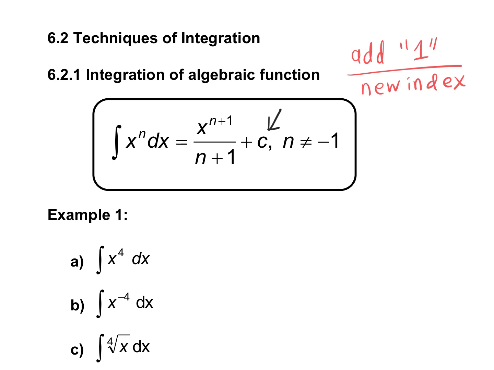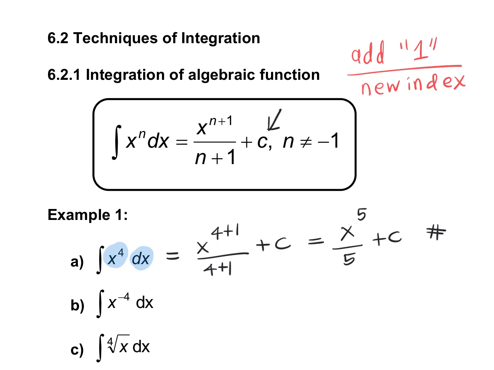So let's check what we can do to solve the first problems. Okay, so the first question given is integral of x to the power of 4 dx. This is your question. So noted that the idea just now is to add 1 to the index. So from x to the power of 4, we get 4 plus 1 and divide by 4 plus 1, then plus c. So we can simplify this: x to the power of 5 over 5 plus c.